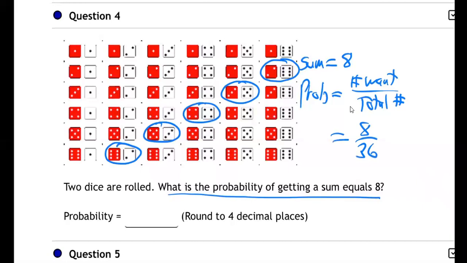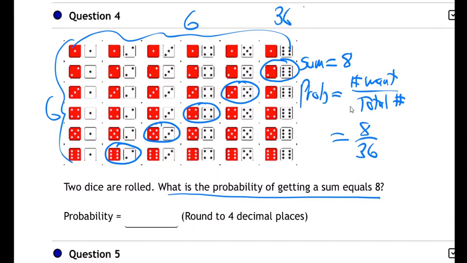Yeah, does everybody see there's 36 different results up there? Because this is 6 by 6. It's a big 6 by 6 array, right? There's 6 across, 6 down. There's 36 different results, aren't there? 36 different results are up there. So 36 different things can happen when you roll two dice.